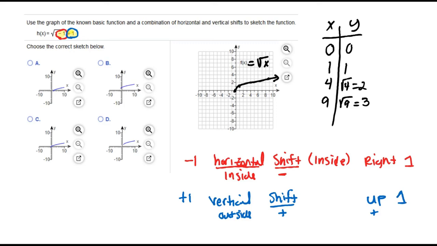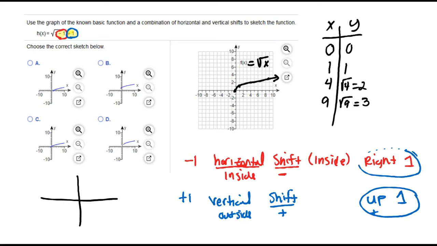So I want to take my graph and I'm going to move all the points to the right 1 and up 1 to get the new graph. So if I do that, to the right 1 and up 1, my picture would move like this. So we would get this answer.